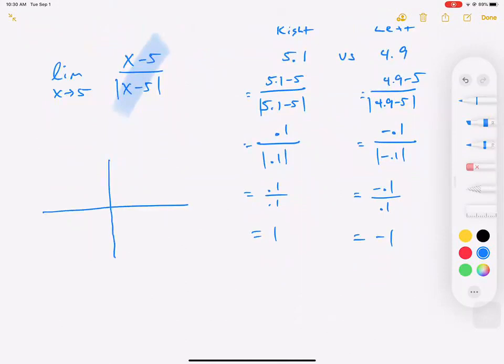At 5, the graph could be +1 on the right and -1 on the left. Oops.